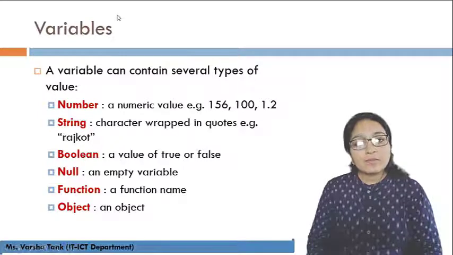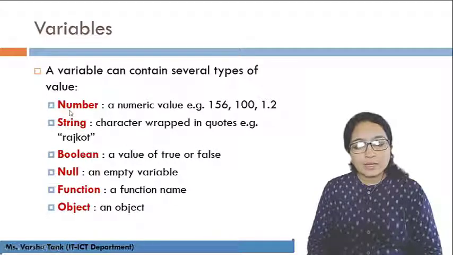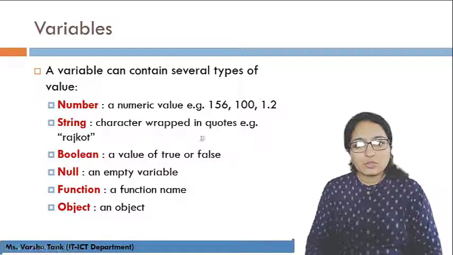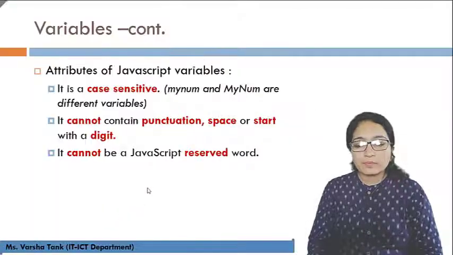Now next is JavaScript variables. Variables can contain several types of values. Here you can see these are the different types of JavaScript variables: number, string, boolean, null, function, and object. Number means a numeric value. String means characters wrapped in quotes, for example "Raj code", so this is a string value. Boolean has two values, true or false. Null means an empty variable. Function means a function name. And object is an object.